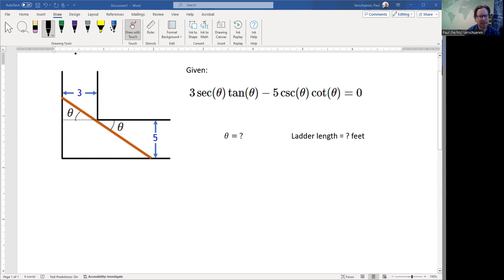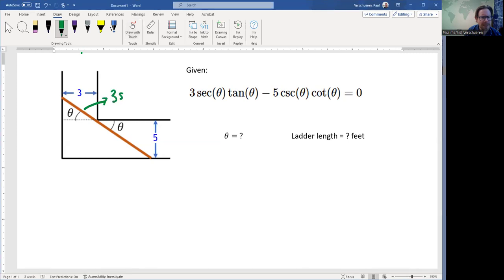A little setup: this rust-colored line is the length of a ladder. The question is, how long can it be to fit around this corner, given that these hallways are 3 feet wide and 5 feet wide, going around a 90-degree angle? There's also given information that you can define 3 times the secant of theta as that length.